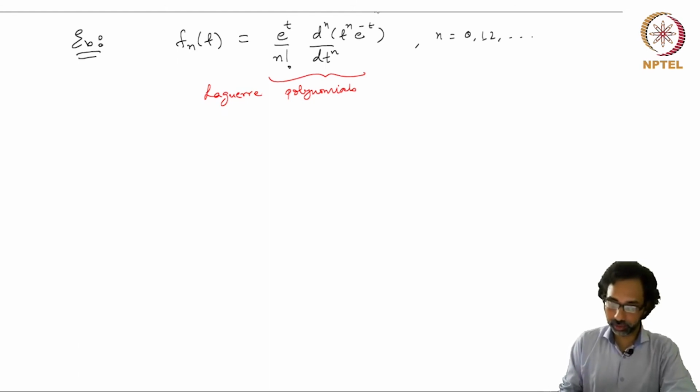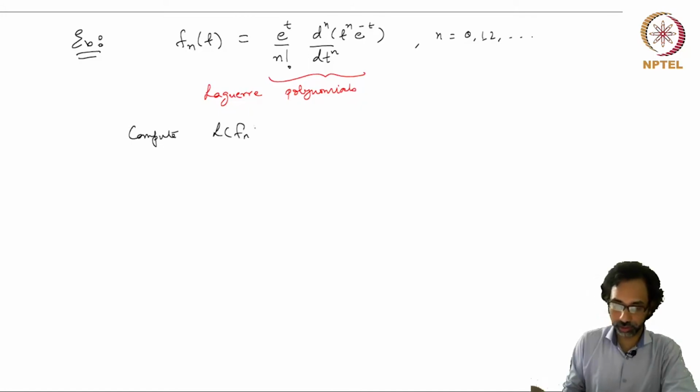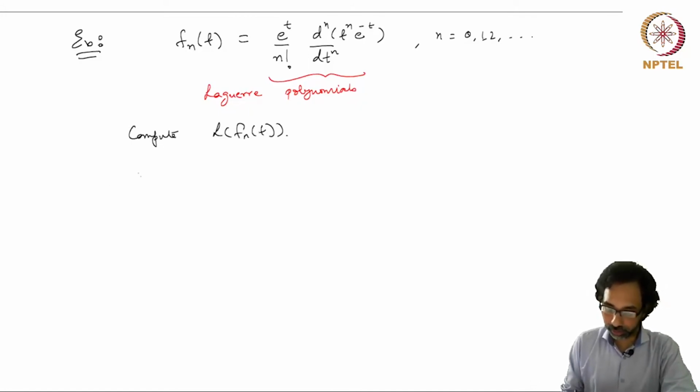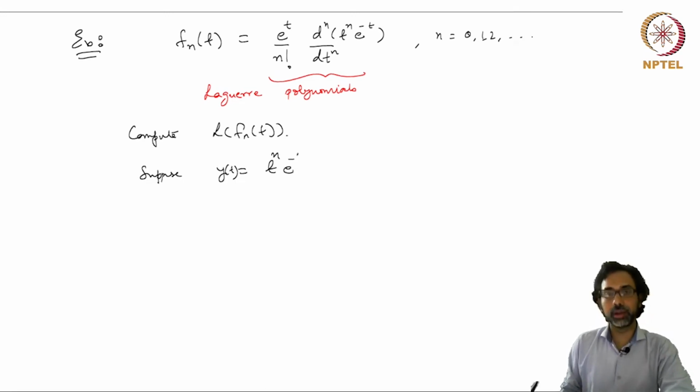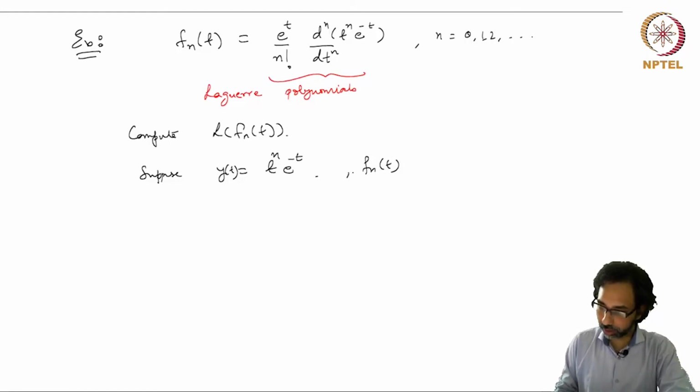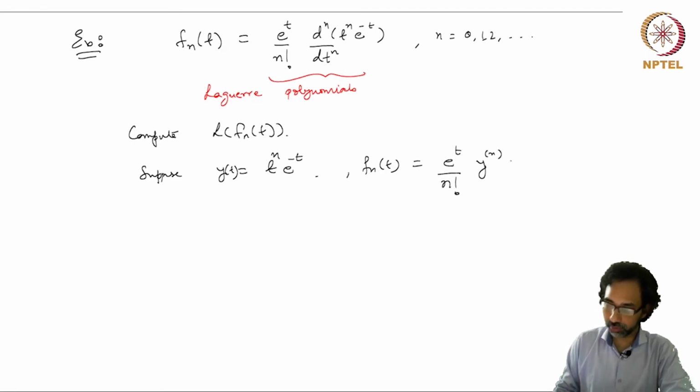So the problem is to compute the Laplace transform of f_n(t). Suppose that we denote by y our function y(t), our function t^n e^(-t). Then f_n(t) is simply e^t over n factorial times the nth derivative of y.